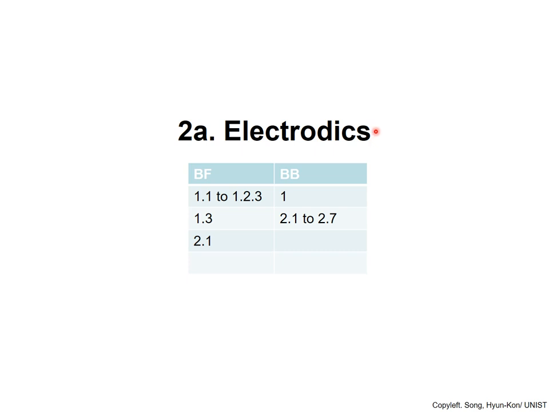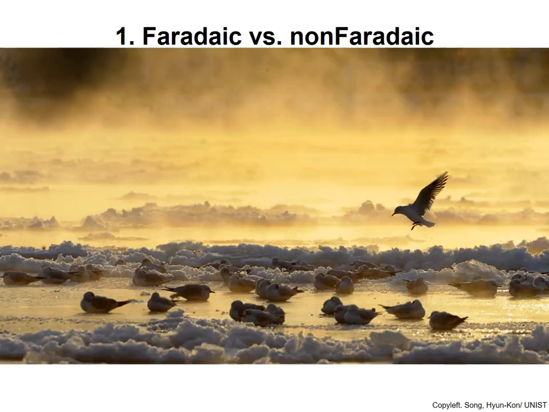For this chapter, you can read some Bard and Faulkner books, sections 1.1 to 1.2.3, also 1.3 and 2.1. So the first topic is about Faradaic and non-Faradaic processes.